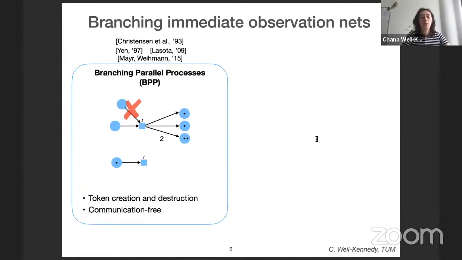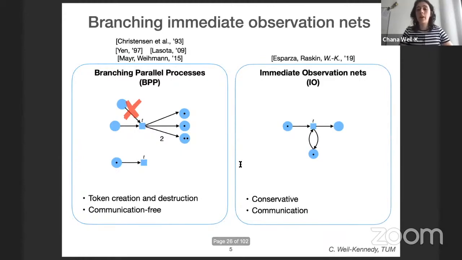And we say they're communication free because if we think of the token in the input place of the transition as a process, it can branch into multiple processes or disappear without having to depend on where any other of the processes in the system are. So that is why we say it's communication free.